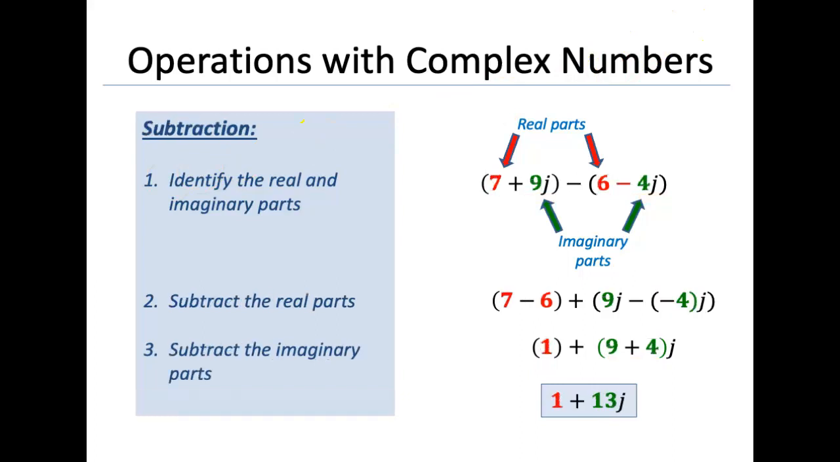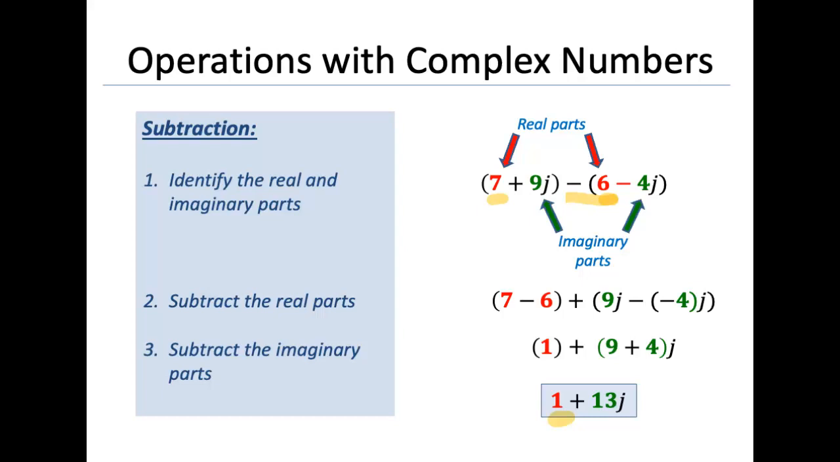We do basically the same thing for subtraction. We're going to work with the real parts and the imaginary parts. So here the real parts are 7 and 6. But remember now we're subtracting. So 7 subtract 6 is 1. So in our final answer, the real part is 1.